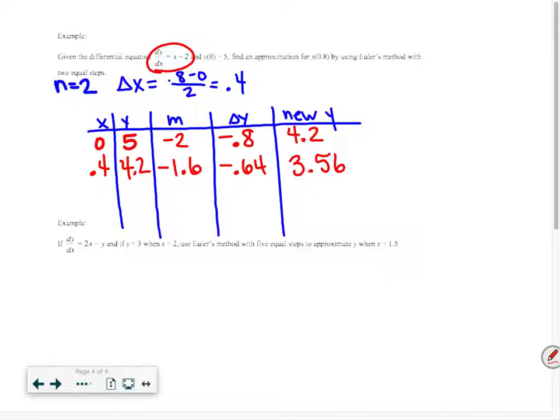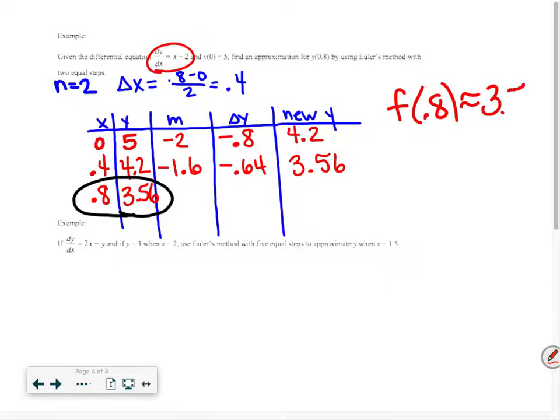When we start making our next row, we add our change in x. Here is our new y. That's what we were looking for. f of 0.8 is approximately 3.56.